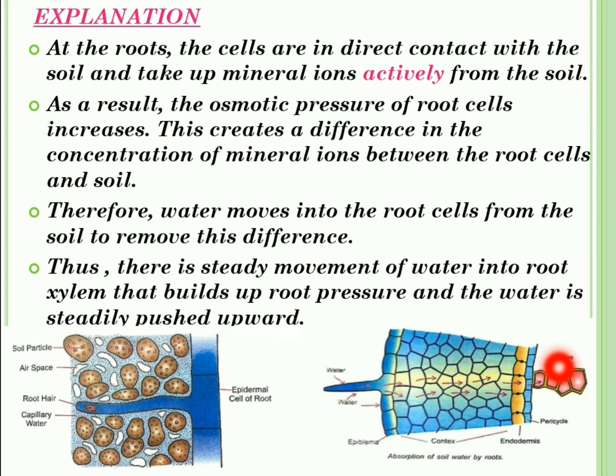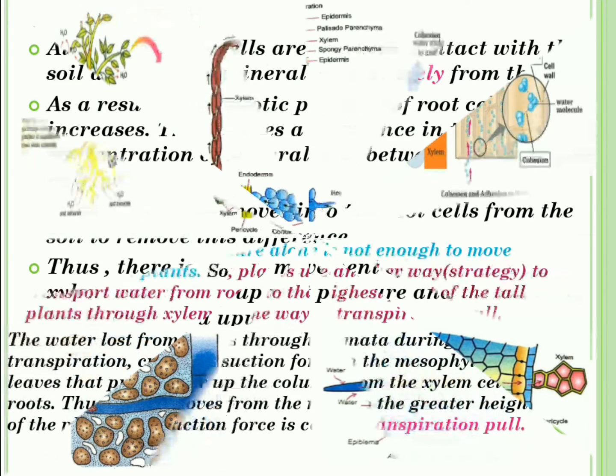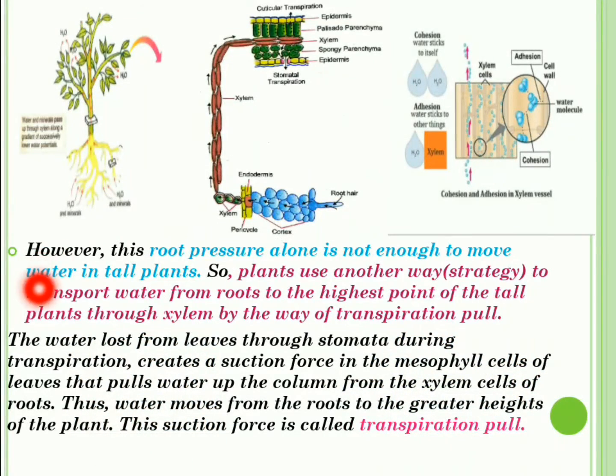Students, this root pressure is sufficient to push water in short height plants like herbs. However, this root pressure alone is not enough to move water in tall plants. So, tall plants use another strategy to transport water from roots to the highest point of the tall plants through xylem by the way of transpiration pull.